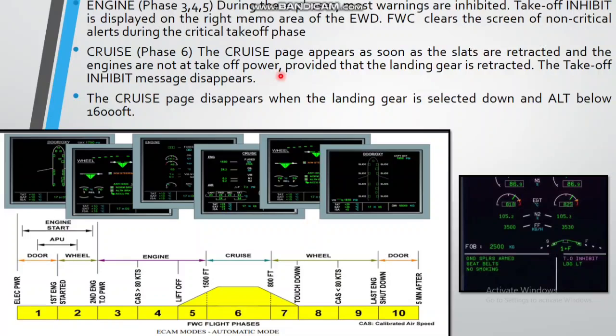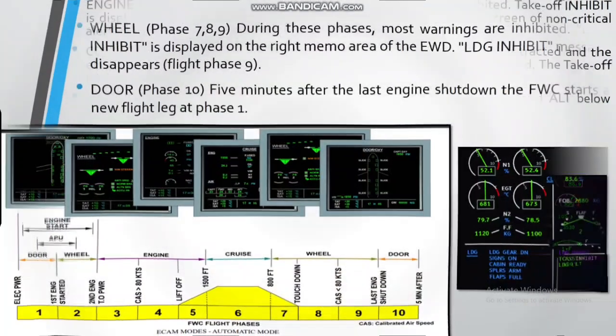Now you are on the cruise, so there is very less load on the aircraft, so definitely power will be reduced as per the requirement. And the third is the landing gear is also already retracted. Once you select to go for takeoff, the landing gear will be retracted. So these three conditions, slats retracted, no takeoff power, and landing gear retracted, at that time the takeoff inhibited message will disappear. And the cruise phase disappears when the landing gear is selected down and altitude is below 16,000 feet. So that cruise phase will automatically disappear once you select the landing gear down and altitude is below 16,000 feet.